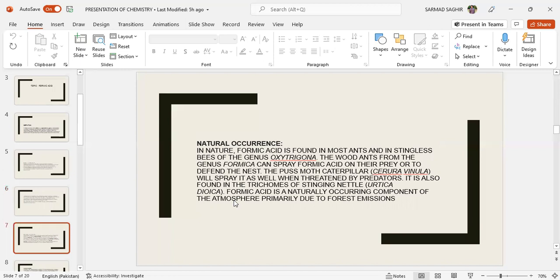The natural occurrence of formic acid. In nature, formic acid is found in most ants and in stingless bees of the genus Oxytrigona. The wood ants from the genus Formica can spray formic acid on their prey or to defend the nest. The puss moth caterpillar will spray it as well when threatened by predators. It is also found in the trichomes of stinging nettle. Formic acid is a naturally occurring component of the atmosphere primarily due to forest emissions.